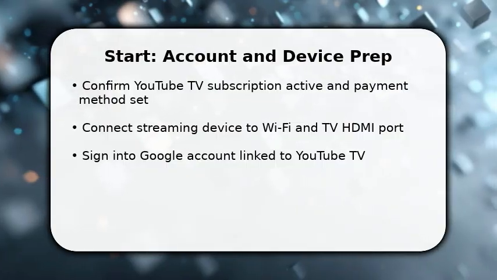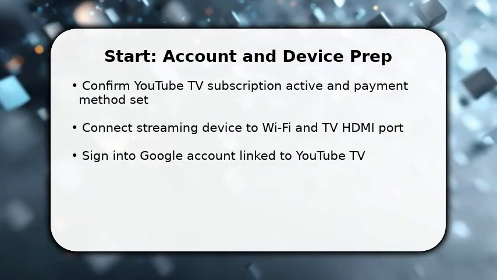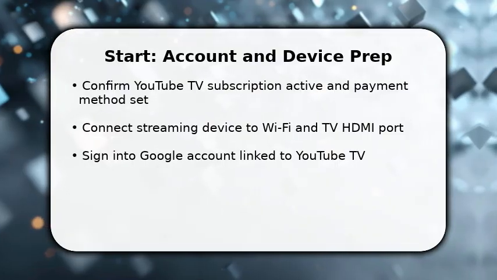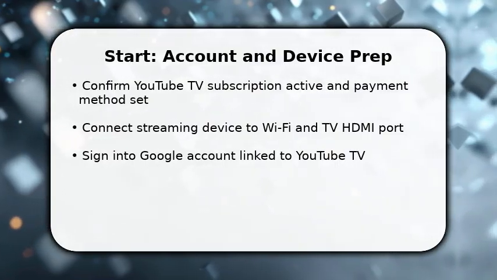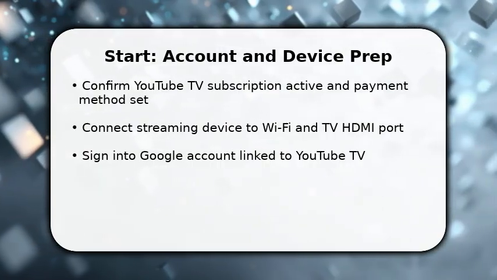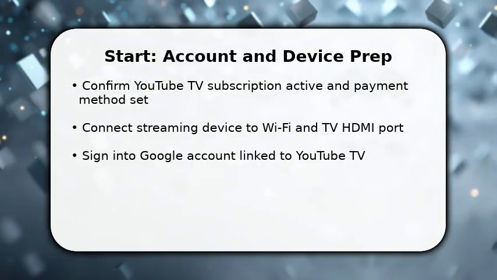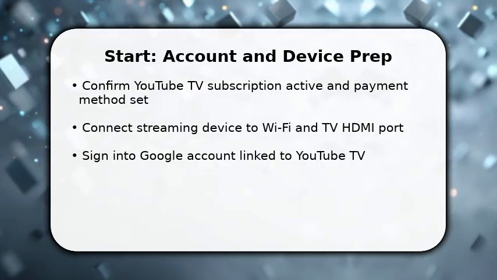You'll begin by signing into the Google account that holds your YouTube TV subscription. This gives you access to live channels and DVR. Once signed in, make sure your streaming device is on the same Wi-Fi network as your phone or laptop to enable casting and remote control. If you have an antenna, keep it connected for local channels.